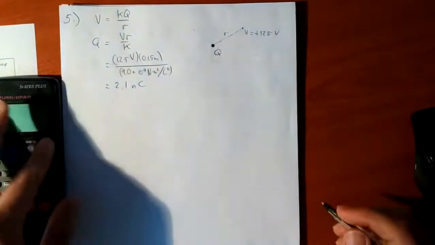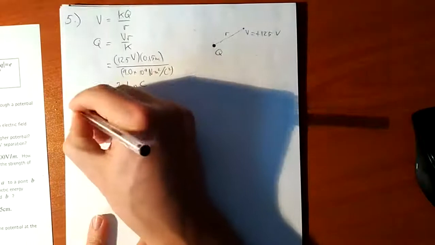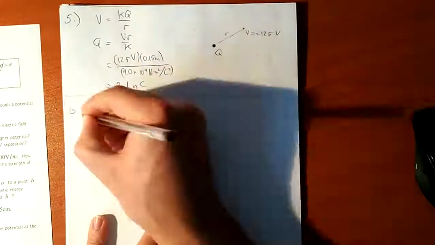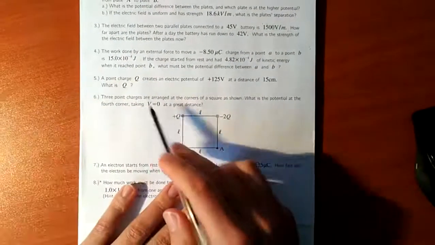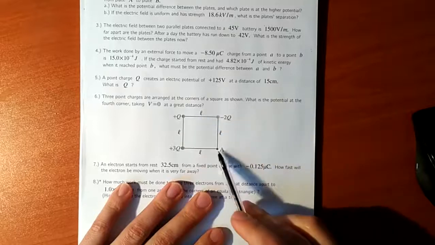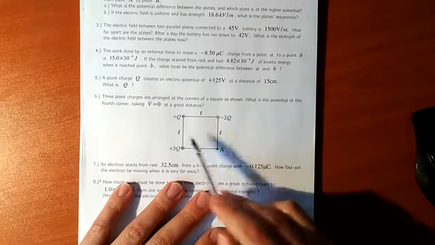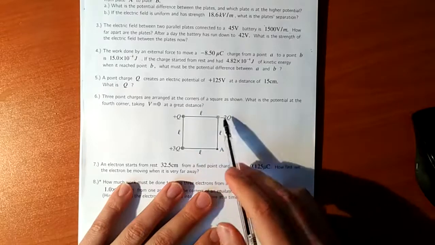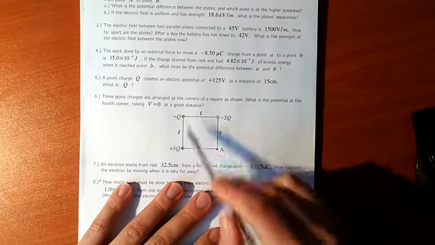Okay, that's it. While we're on the subject, let's do question 6 as well. Now for question 6, it's also asking for the potential at a certain point A, the fourth corner, with charges arranged like this at the other points of the square. Now it's not a single point charge, now it is several.